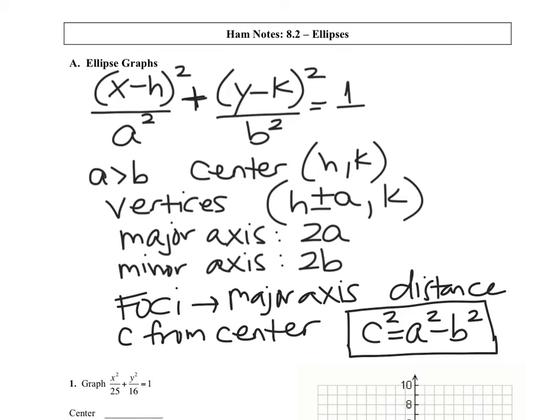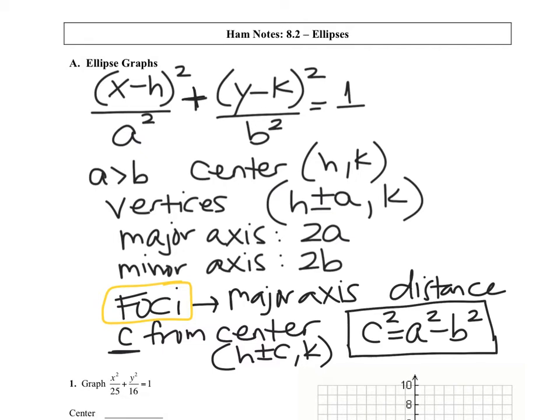What is the c from center? It's a distance of c from the center. So the foci are a distance of c from the center. If we were going to figure out what the foci are, they would be at the point h plus or minus c, comma k. But you don't have to memorize all that. You just count and you figure it out.